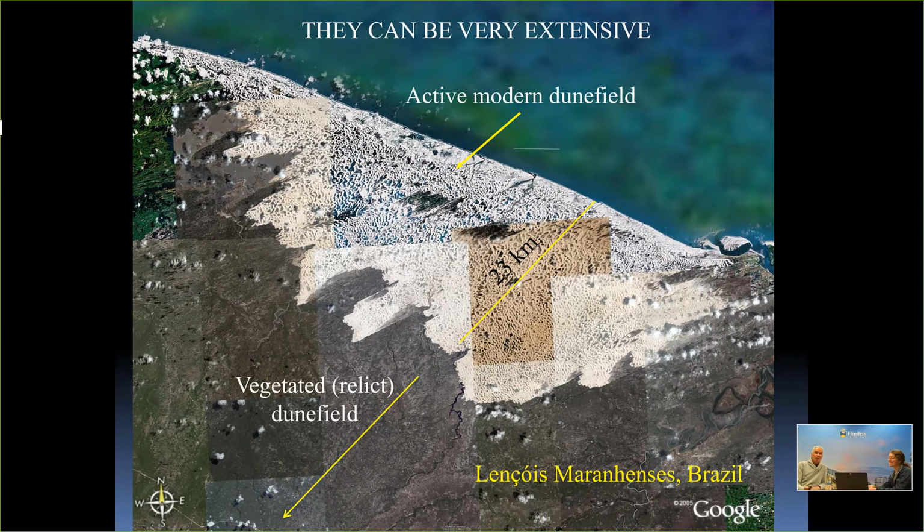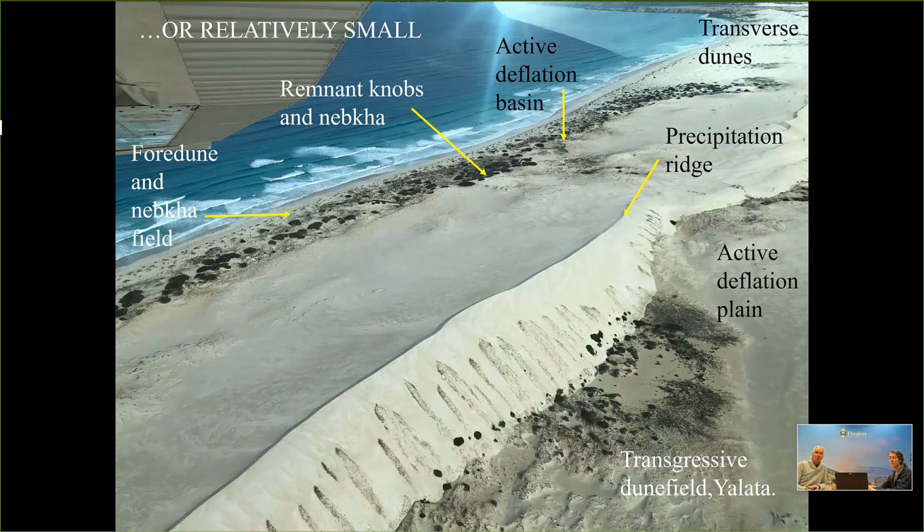They can be very extensive. For example, this is a dune field, one of the largest in the world, in Lençóis Maranhenses in Brazil, and the active part of the dune field here is 23 kilometres across, and the vegetated or relic dune field here is some 90 kilometres across. So they can be absolutely massive, or they can be relatively small.